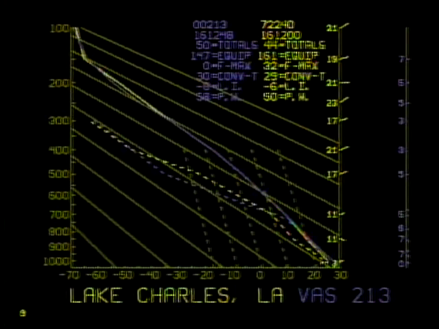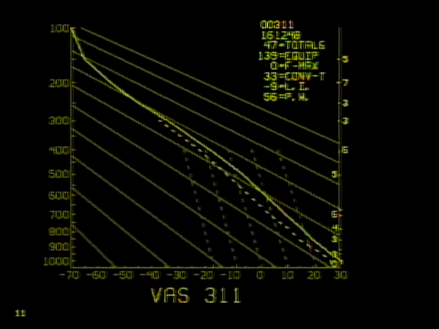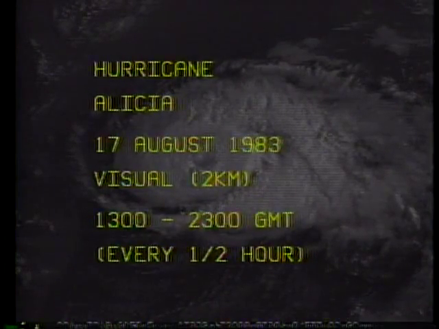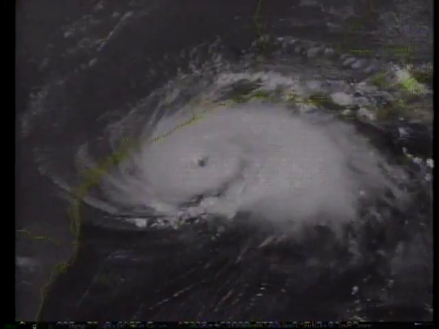In general, these soundings have shown that the northern Gulf region remained a favorable environment for continued development of the storm, allowing for Alicia's intensification to hurricane strength during the next 12 hours. At this point, Alicia entered the mature stage of the tropical cyclone life cycle. A particularly striking aspect of this stage in Alicia's life cycle was the rapid development of a cloud-free eye.